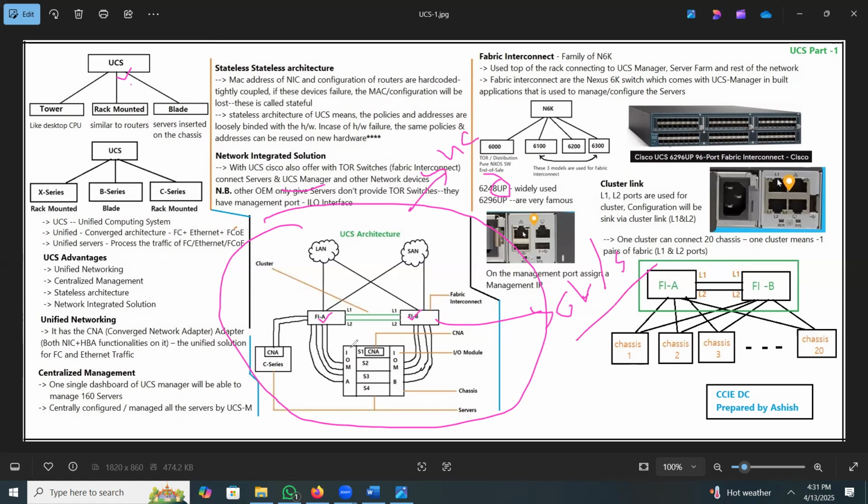Suppose this one is a lab, so this is basically the lab goal: how we can run our server from remote storage. So this is the goal of the UCS part. That means these UCS servers will boot from the remote storage. Okay. So we'll discuss this part actually.